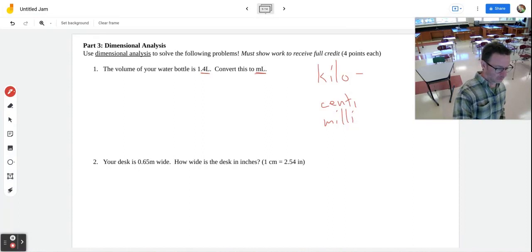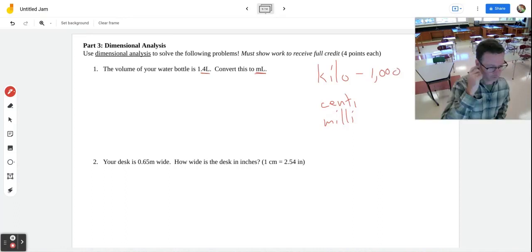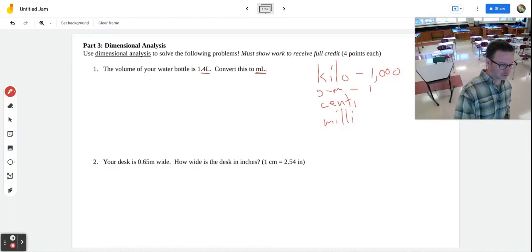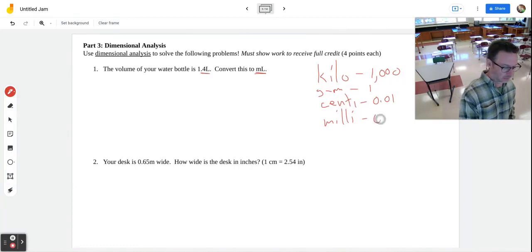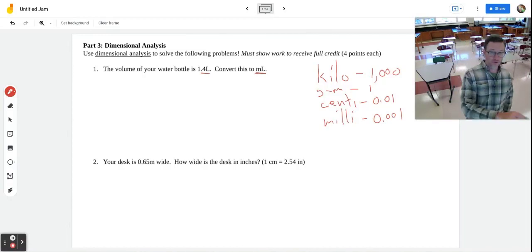A kilo something, kilogram, kilometer, kiloliter, means 1,000 units. So a kilometer is 1,000 meters. A kilogram is 1,000 grams. Grams or meters are what's called the base unit. That's one unit. Centi means 1/100th of a base unit. There are 100 centimeters in a meter, or a meter is equal to 100 centimeters, depending on how you want to look at it. And milli is 1,000th.